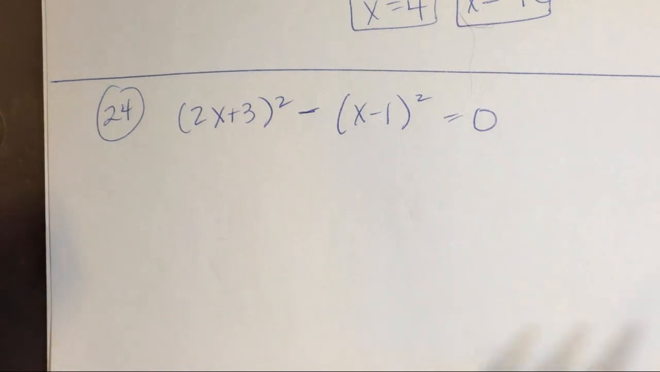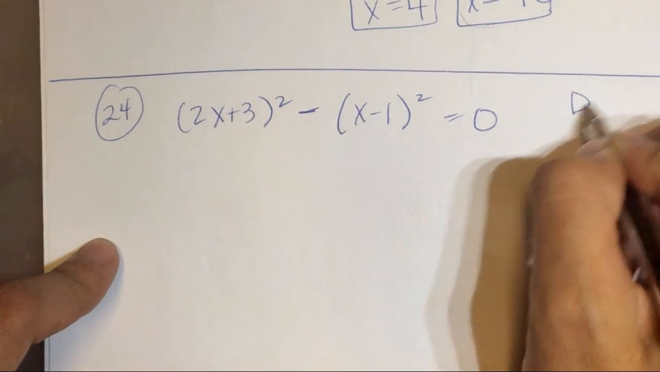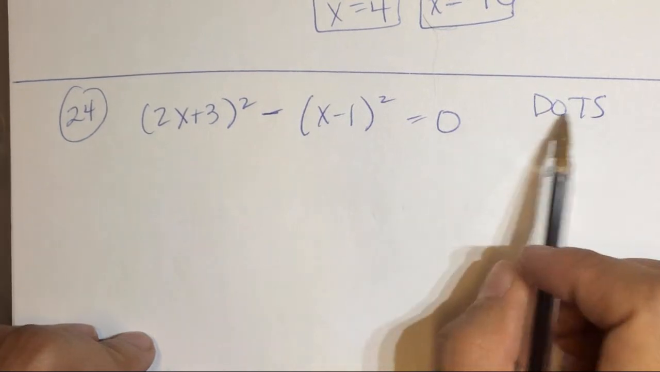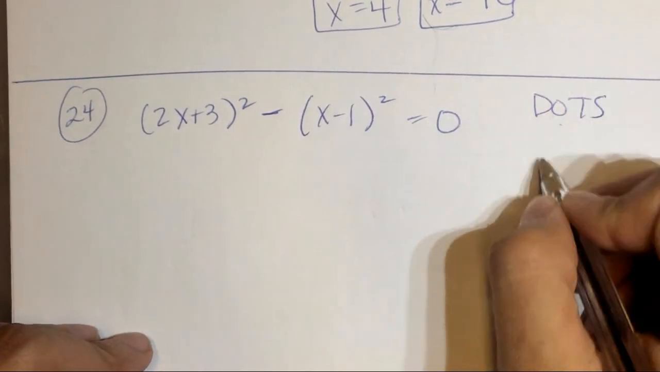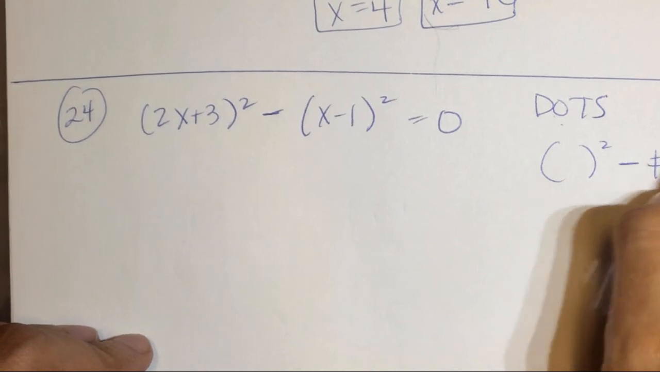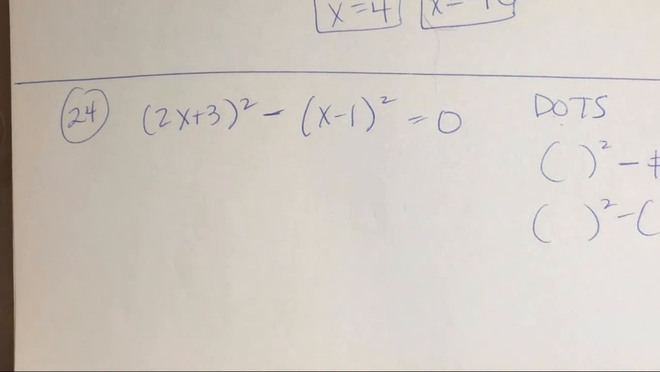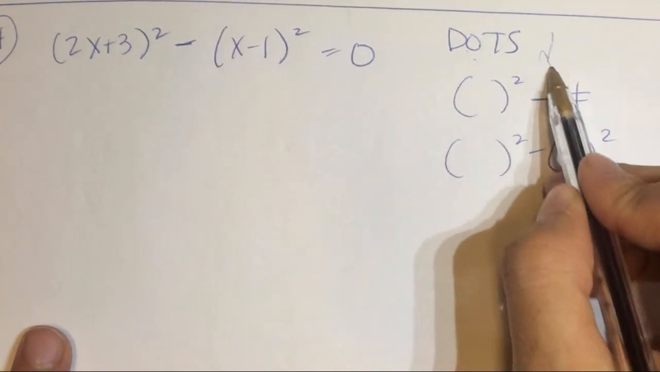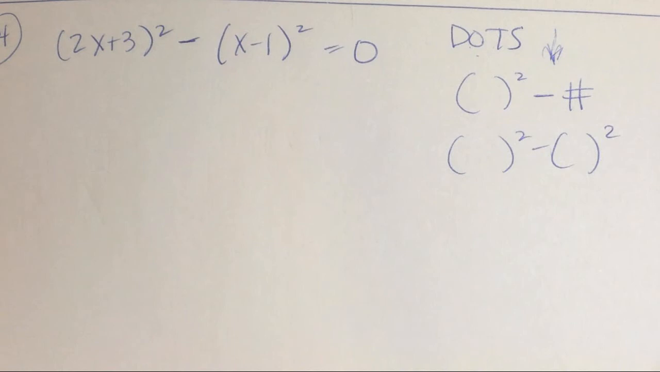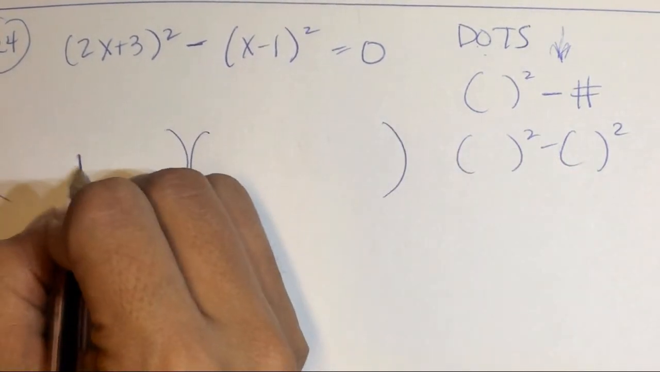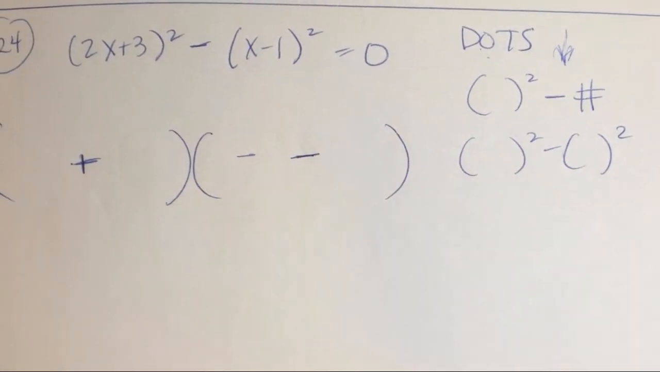It's a little bit in disguise, but this is actually a difference of two squares. The reason I know that is because, remember, you have a number squared minus a number squared. I have that negative in the middle that tells me right here that it's a difference of two squares. So remember, I always draw my two big factor bubbles. One's going to be plus, one's going to be minus.